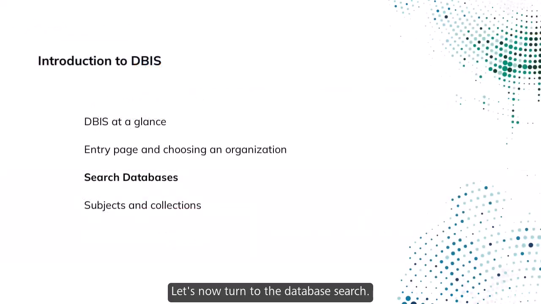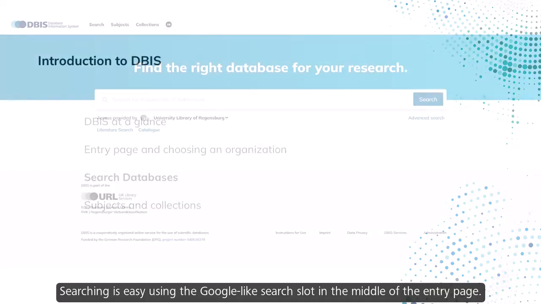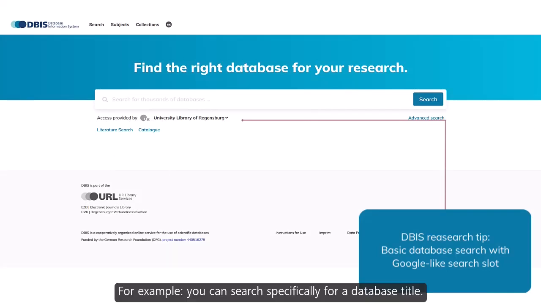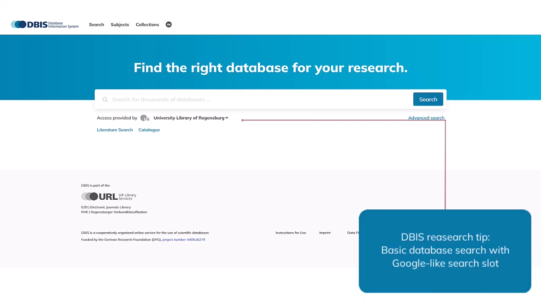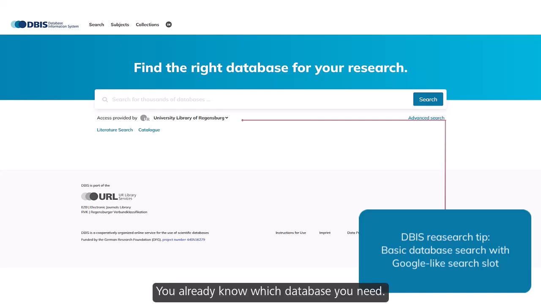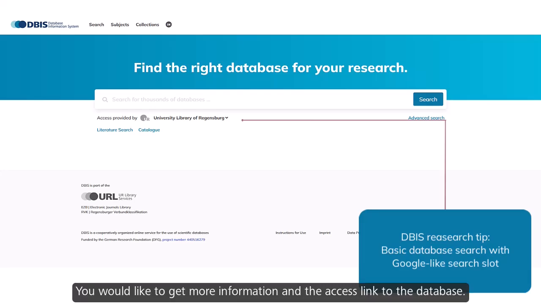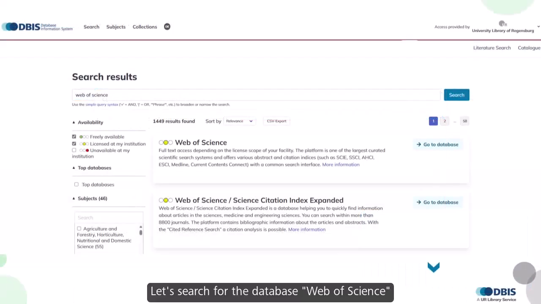Let's now turn to the database search. Searching is easy, using the Google-like search slot in the middle of the entry page. For example, you can search specifically for a database title. A search example. You already know which database you need. You would like to get more information and the access link to the database. Let's search for the database Web of Science by entering the title in the search box.